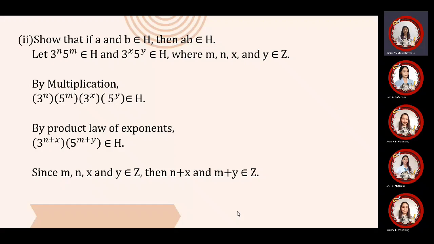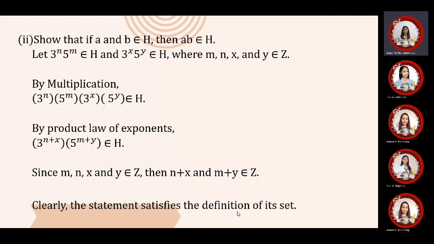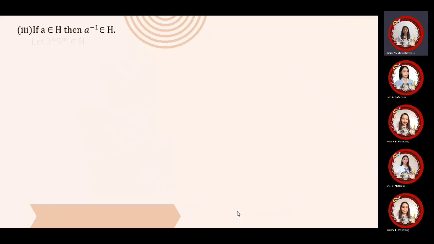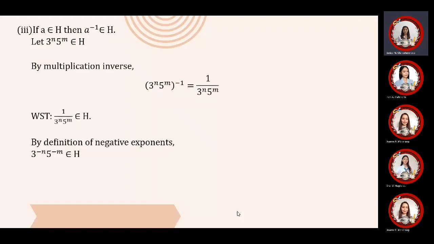And since n, m, x and y are elements of Z, then n plus x and m plus y are elements of Z. Clearly, this statement satisfies the definition of the set. Hence, the closure property is satisfied. So next, we need to prove that if A is an element of H, then A inverse is an element of H.